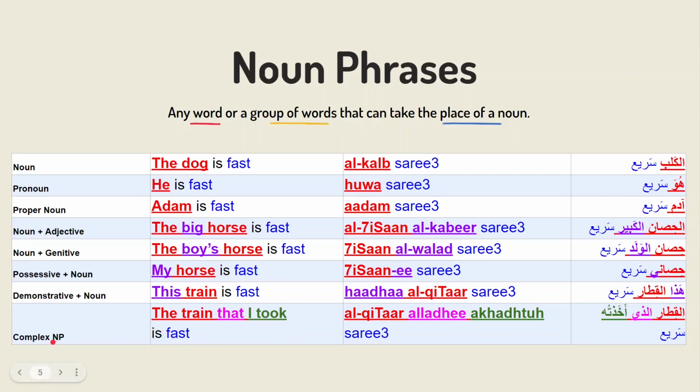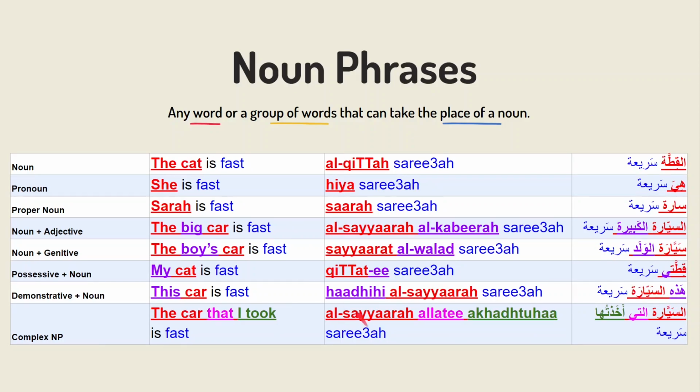And then we can also have a complex noun phrase. So the train that I took is fast. القطار الذي أخذته سريع. Let's do other examples. But in this case, we're talking about a noun that is a female. So for example, here the word cat, it's a female noun in Arabic. So when we say the cat is fast, we notice the difference.